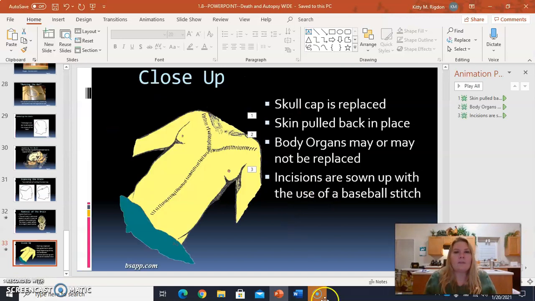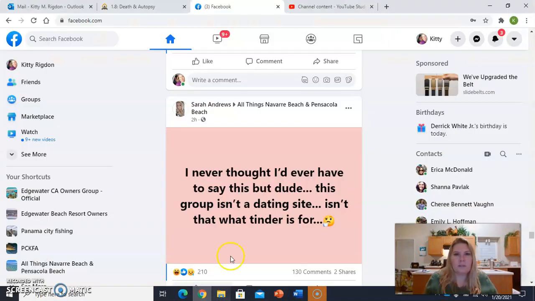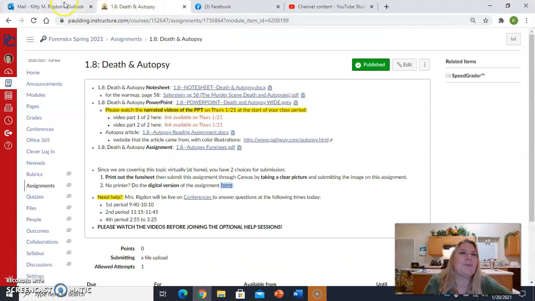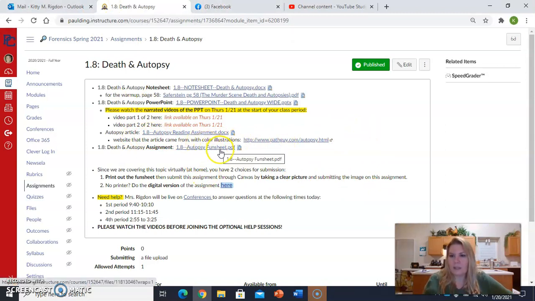That's it. So guys, you have a fun sheet to do today. Let me go to where we are. And that's going to be right here, autopsy fun sheet. If you have printing capabilities, you can do that. If you cannot print, I've made a digital version for you right here so you can see that. And then that's pretty much it, because we've covered all of this stuff.